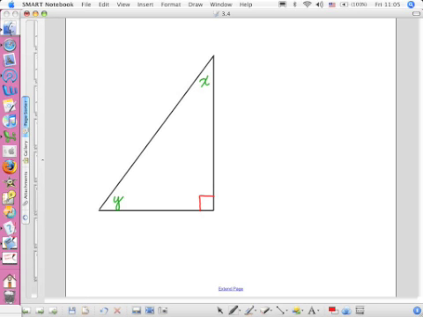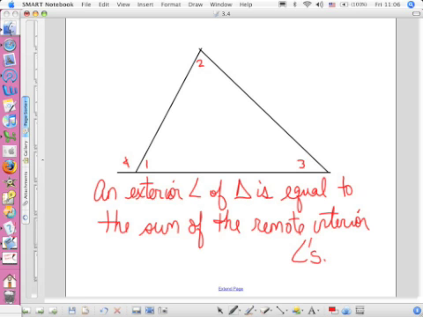All right, and then we have a theorem. But before we apply the theorem, we have to understand the terminology. In the picture that's drawn here, you see that one of the sides of the triangle I've extended to create an angle 4. Now on this picture I have interior angles and I have an exterior angle. Common sense should tell you that the exterior angle is found where? On the exterior, or the outside of the triangle. So which angle in here would be the exterior angle?